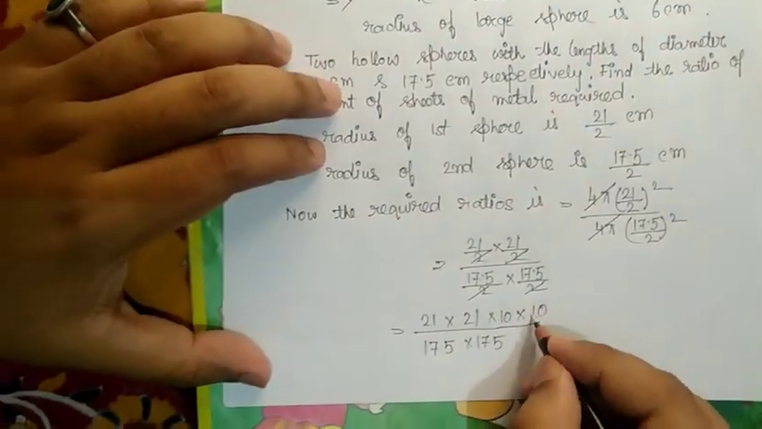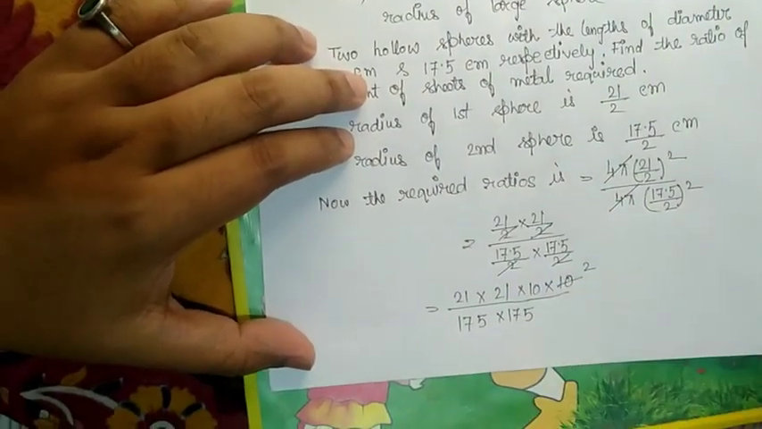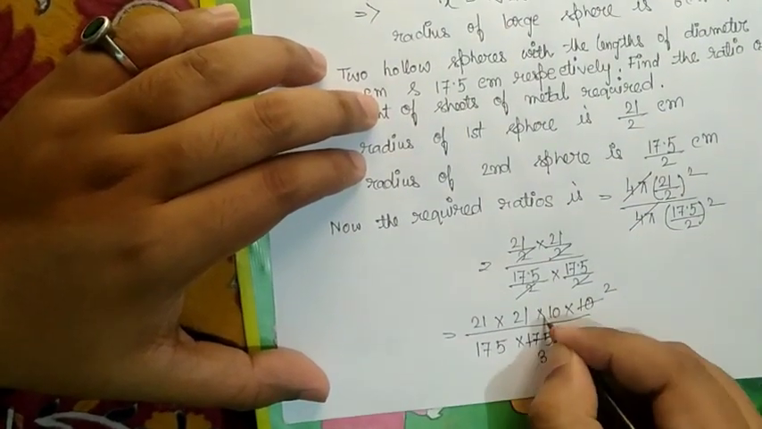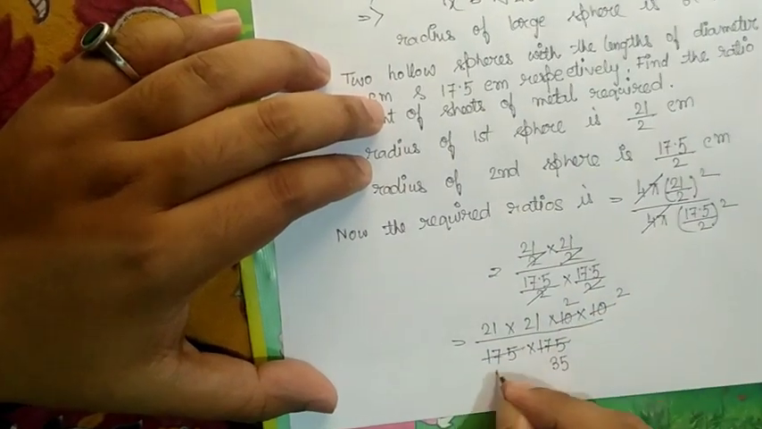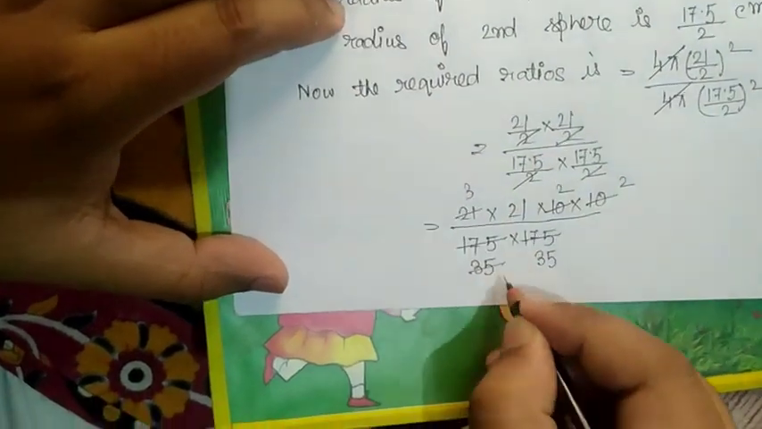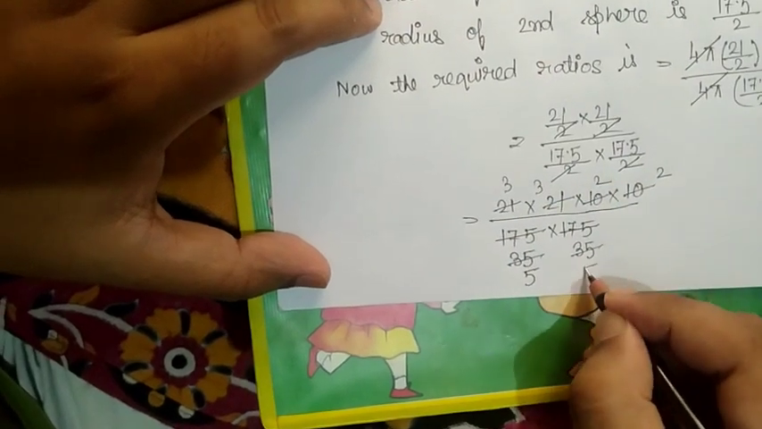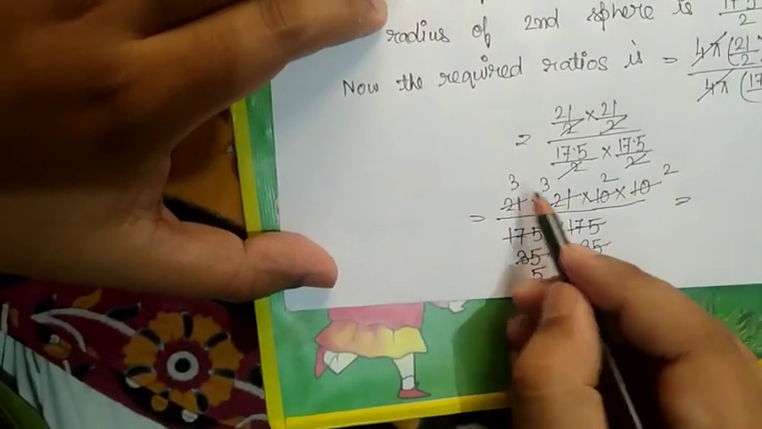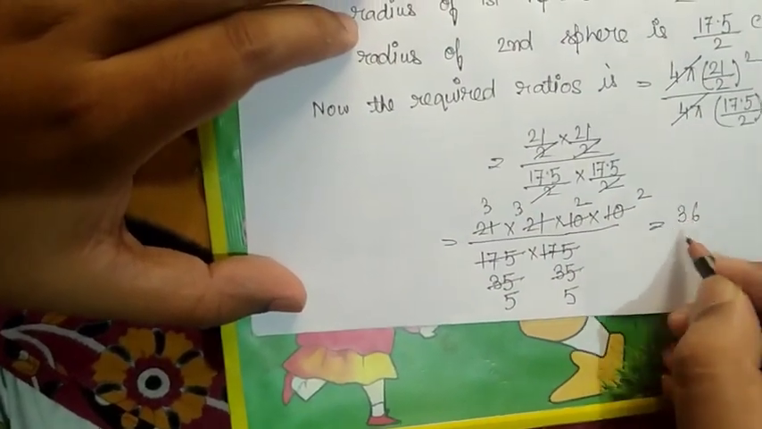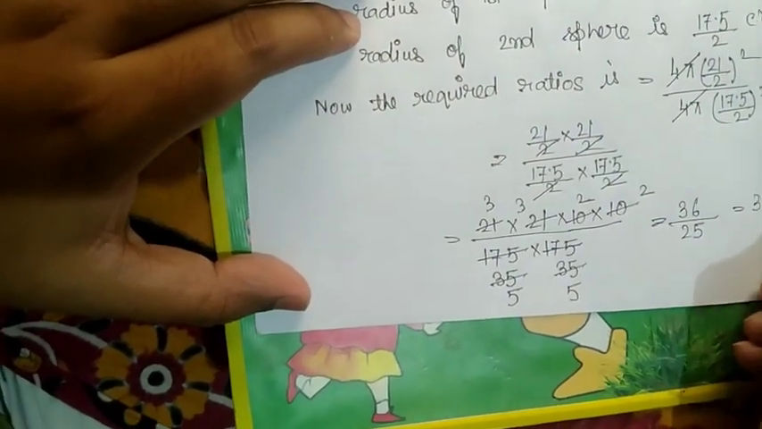So therefore first of all, 5, eliminate by 5 and eliminate by 5. Same here, same thing. Therefore we have to eliminate by 7. This is 3, this is 5, this is 3, this is 5. So therefore the required ratio: 3 into 3 is 9, 9 into 2 is 18, 18 into 2 is 36, 5 into 5 is 25. So therefore the required ratio is 36:25.